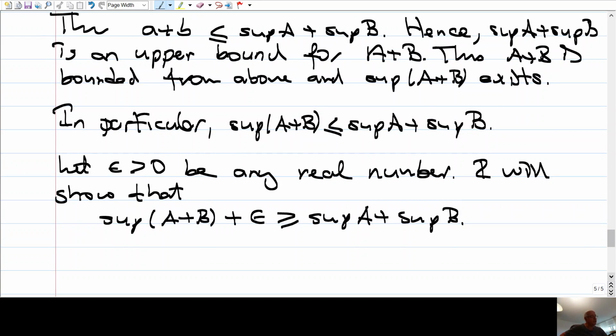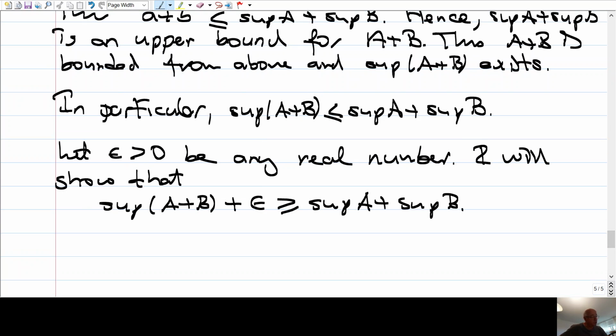So whenever I add a positive number to this one, I'll show that we get something greater than or equal to this number. By the above lemma, if I can prove this, you will see that I can just raise this epsilon and get that the supremum of A plus B is larger than or equal to supremum A plus supremum B. Okay, let's see how we can prove this.